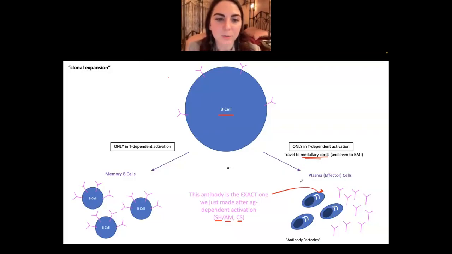And then we have memory cells, which look exactly like the B cell we have now. So if we ever encounter the antigen again in the future, it'll just immediately get rid of it. But you really only get memory cells and plasma cells in T-dependent activation. And that's why T cells are really, really critical for B cell activation.